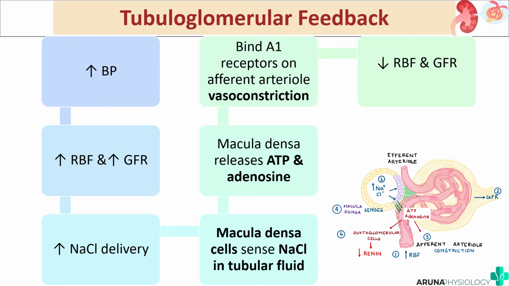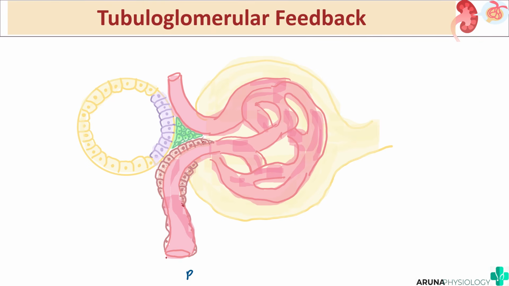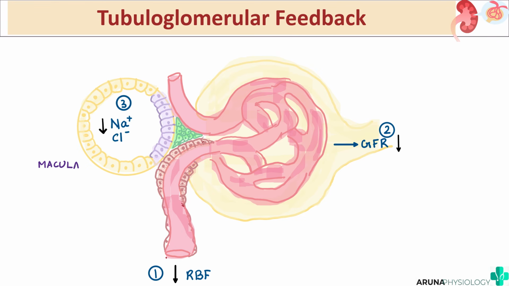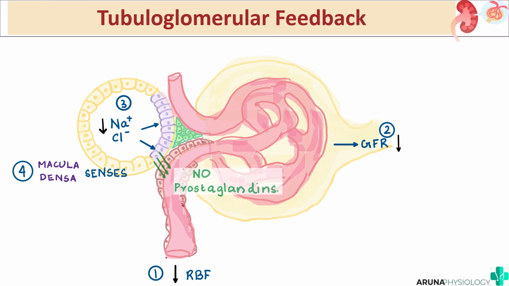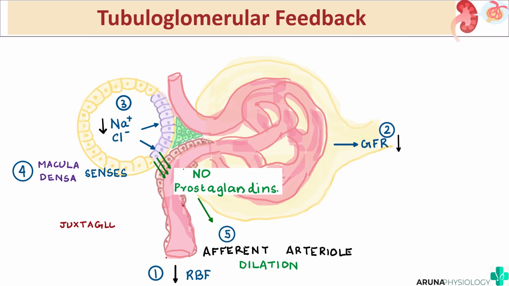So what will happen if there is decreased BP? In decreased BP, what would we expect? There will be decreased renal blood flow, which causes decreased GFR. So this time what will happen to the solute load? It is going to decrease, and that again will be sensed by the macula densa, and this time it is going to release different substances, nitric oxide and prostaglandins, which again will have two effects. It will cause afferent arteriolar dilation so that more blood can enter, and second, it is going to increase the release of renin.